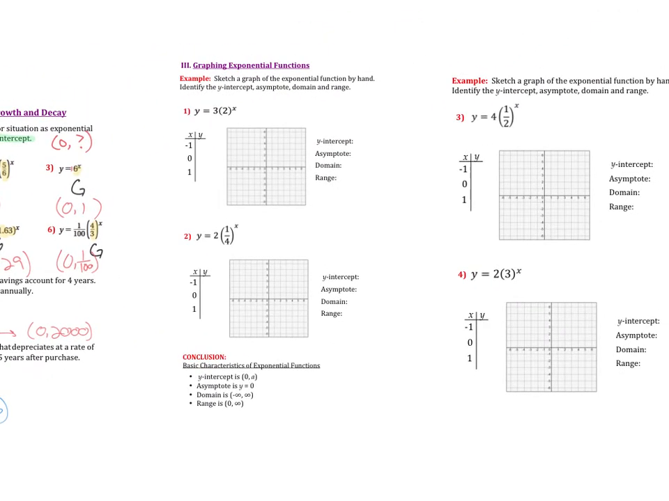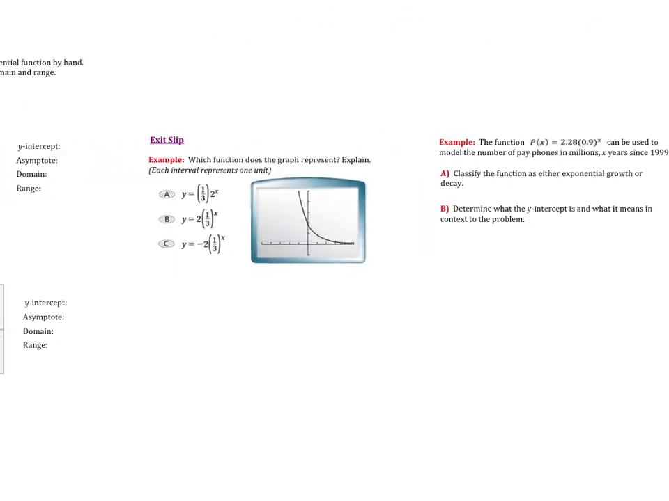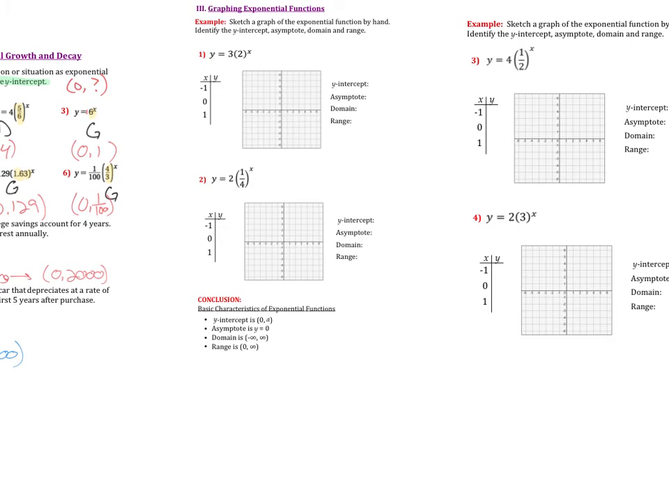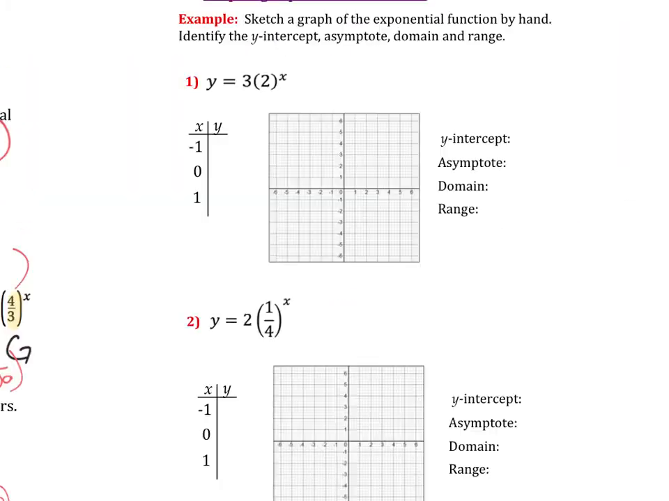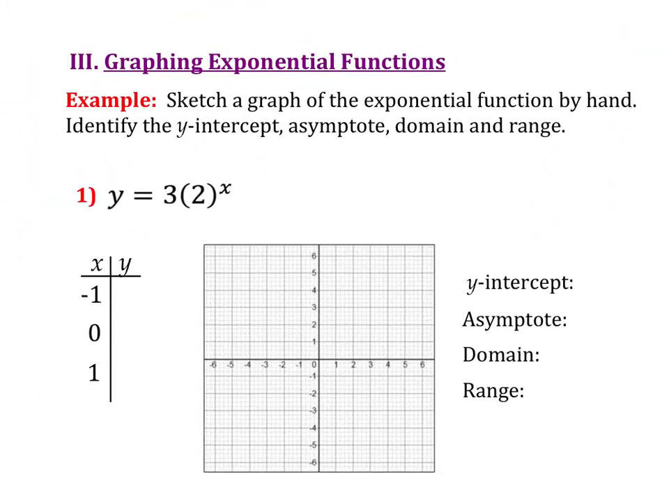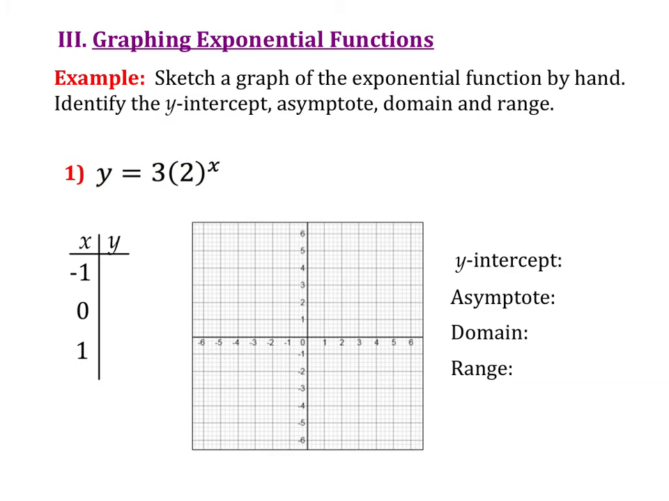All right, let's get to graphing. We'll do a handful of these. Depending on how quickly we go, we might be able to get through all of them. We'll see. We'll cross that bridge when we get there. All right. So we want to sketch the graph of this exponential function by hand, identify the y-intercept, the asymptote, domain, and range.